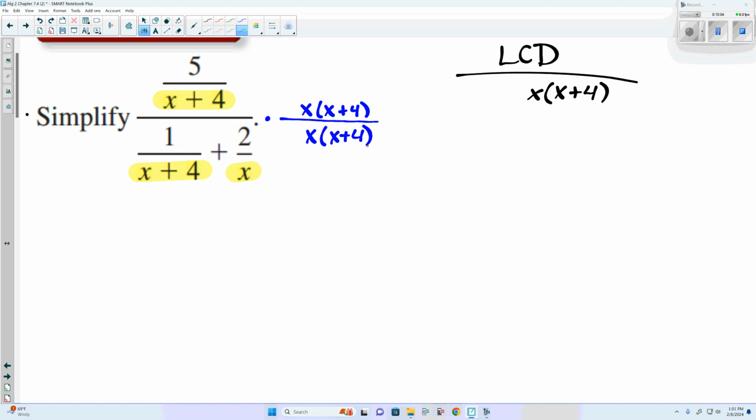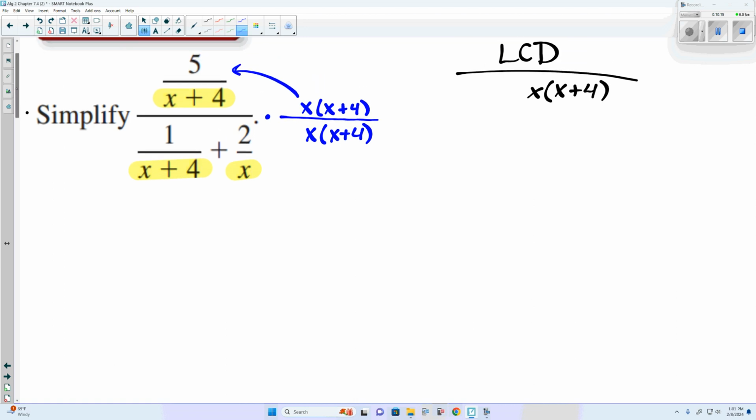Be ready for the next step. Now what we're going to do is multiply the x times x plus 4 by each of the fractions. So for our numerator, we're going to multiply the x times x plus 4 by our 5 over x plus 4. And it's going to multiply with the 5. So we'd have 5x times x plus 4 over x plus 4.